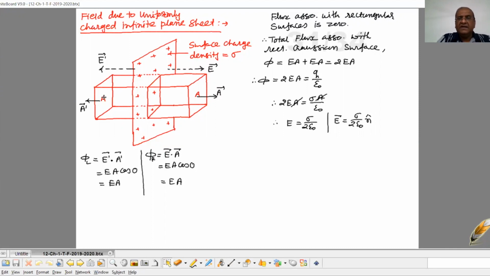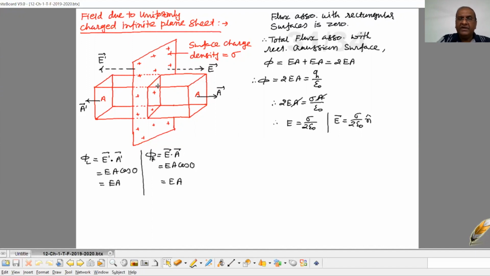Here, let's consider the rectangular parallelepiped Gaussian surface. On the right hand side and on the left hand side of this charged infinite plane sheet, if we consider two points situated at the same distance from the sheet, then from the symmetry we can understand that the field intensity will be the same at both the points.